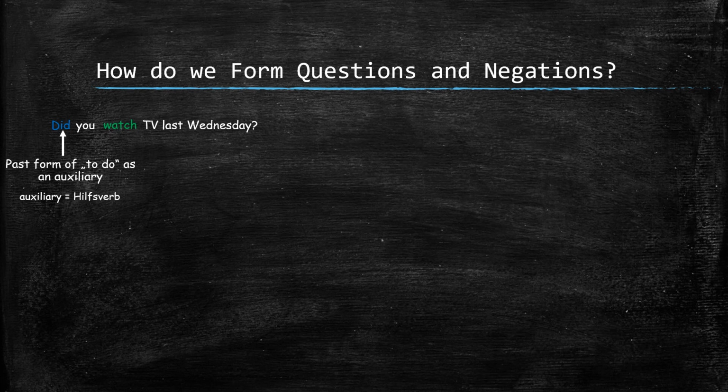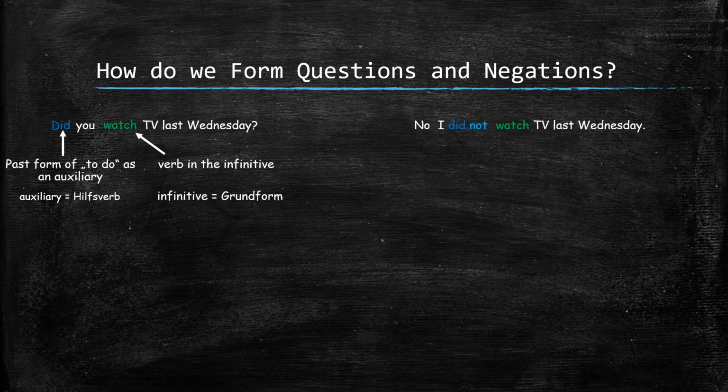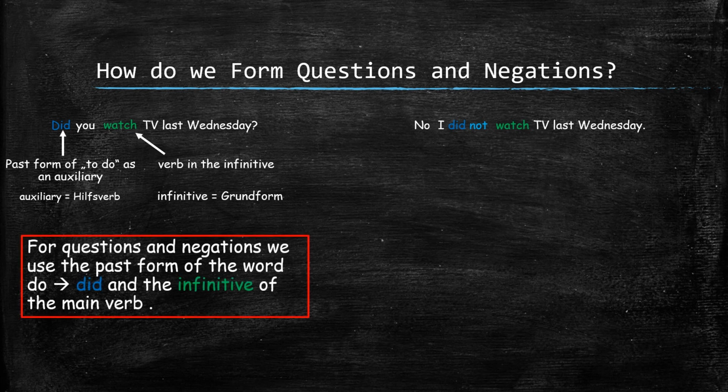And because did is already the past form, we can use the main verb in the infinitive, der Grundform. And it's the same for negations. No, I did not watch TV last Wednesday. All we have to add, of course, is the not. So we can formulate the following rule. For questions and negations, we use the past form of the word do, which is did, and the infinitive of the main verb.